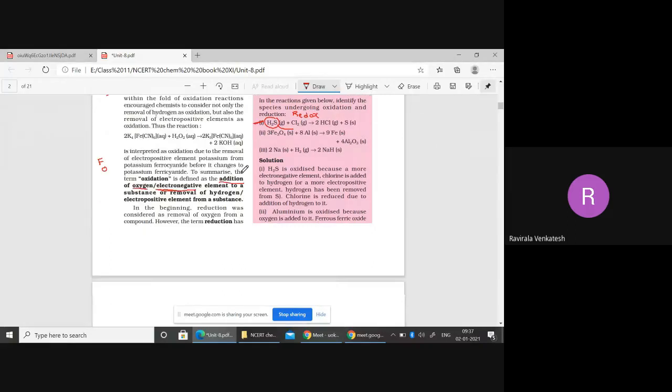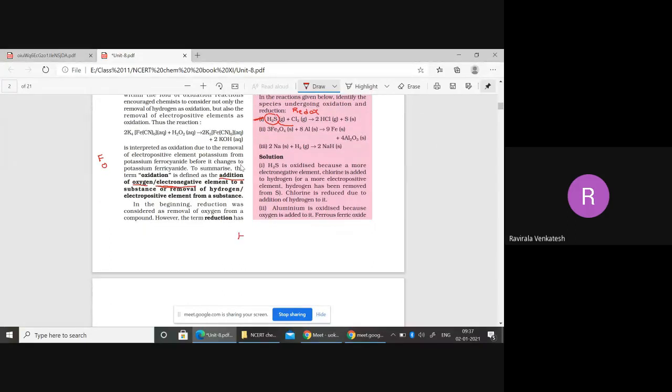Now for this one, H2S, if you observe, H2S is converting into sulfur, correct or not? I am writing over here H2S converting into sulfur. Now, loss of hydrogen or not? Minus hydrogen or not? Yes, sir. So which reaction is it? Oxidation. So in this, which is undergoing oxidation? H2S is undergoing oxidation. Now if H2S undergoes oxidation, the remaining will undergo reduction.